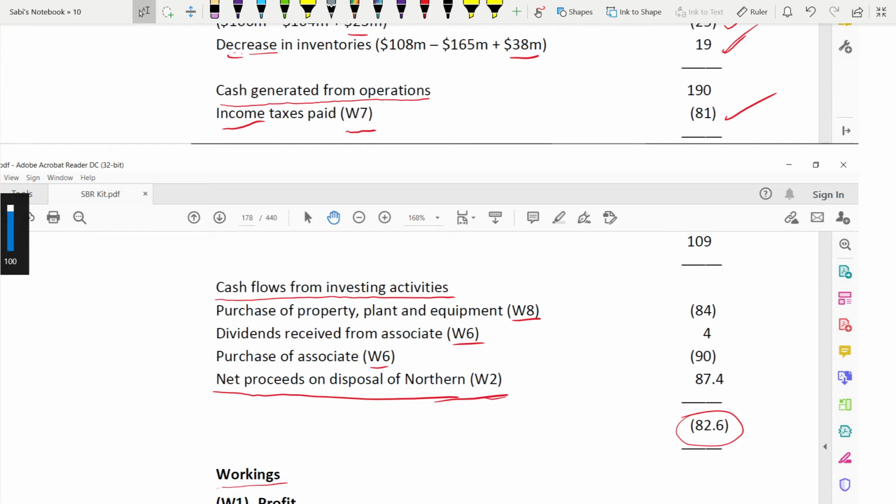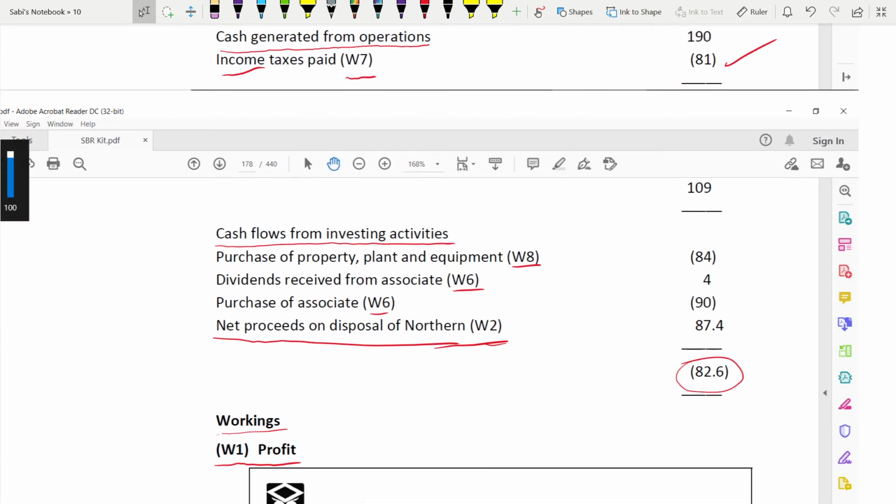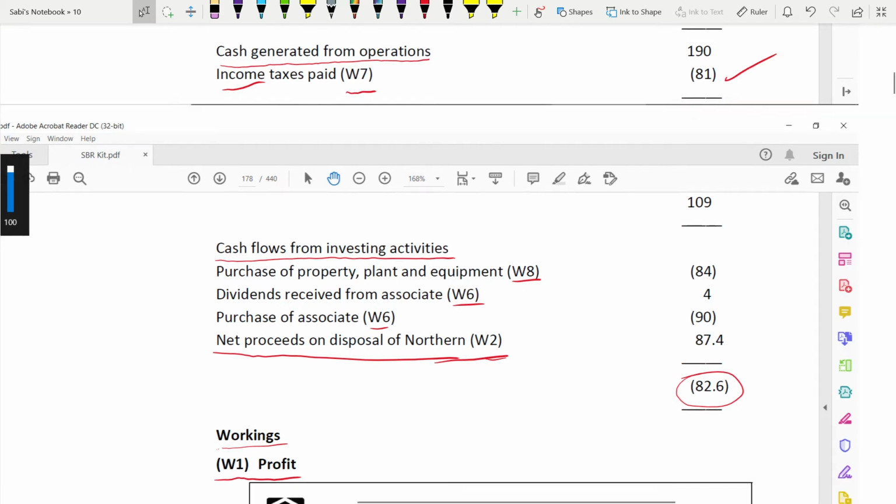It's negative. That means you have purchased more than you have received from disposal. And you don't have to make the full statement of cash flow. It's not asked. Financing activity is not given, so you cannot balance. If you try to balance, it's wrong. Most of you, what do you do?